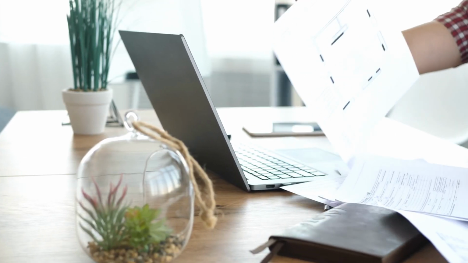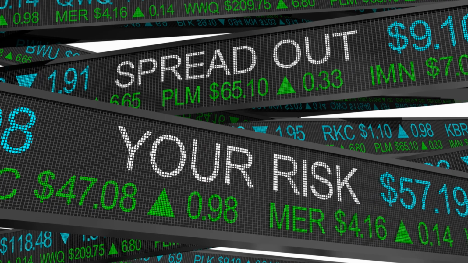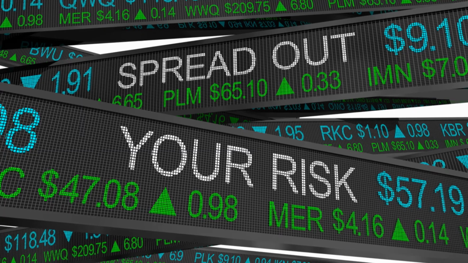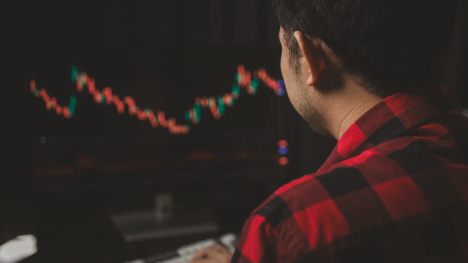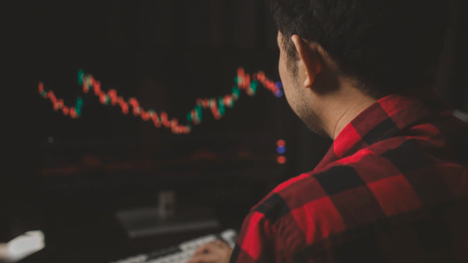A lack of a clear investment strategy also contributes to over-diversification. Without a defined plan, investors may add assets haphazardly. This can result in a portfolio that lacks focus and direction. Moreover, following market hype without a clear strategy can further exacerbate the problem.